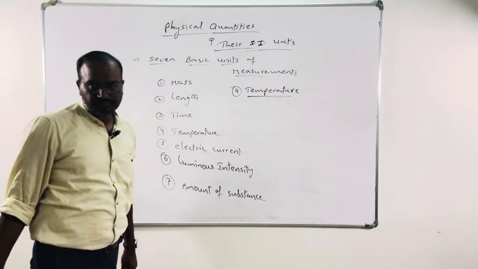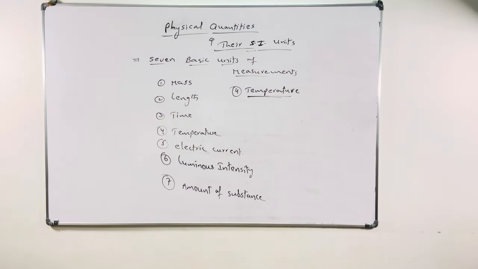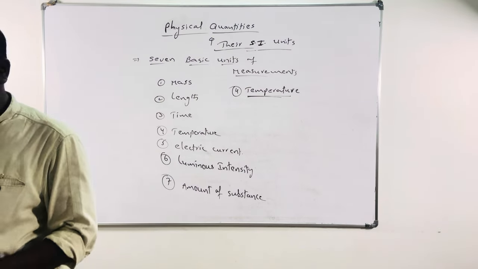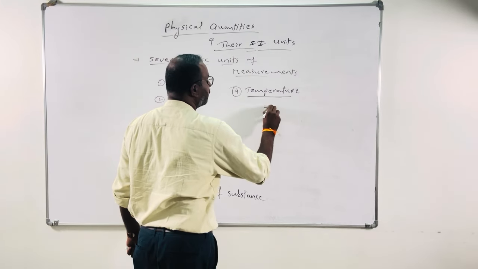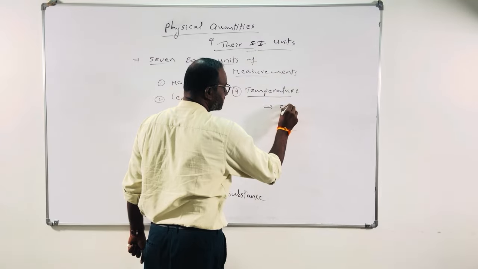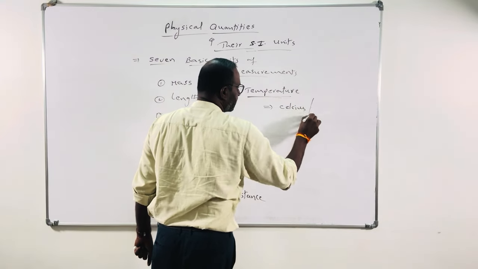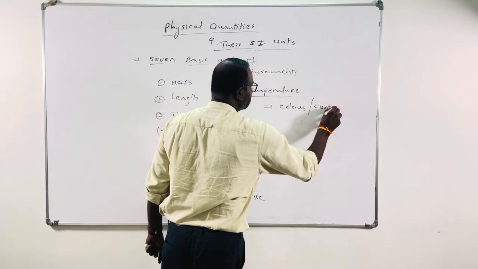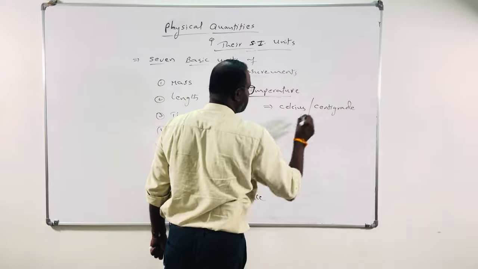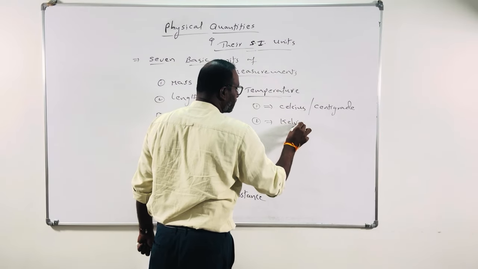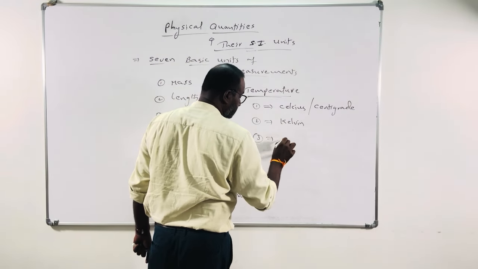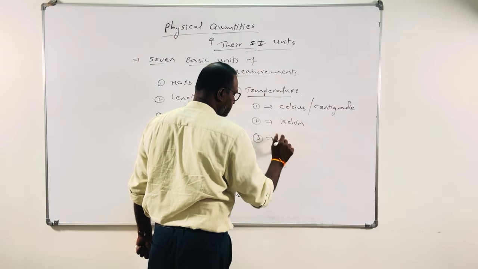Temperature means the amount of heat. We know it is one of the physical measurements. It will be measured by three types of units. One is Celsius, or we can say centigrade. Celsius or centigrade, first one. Second one is Kelvin. Third one is Fahrenheit, degrees of Fahrenheit.